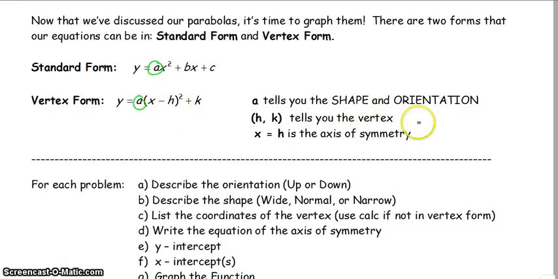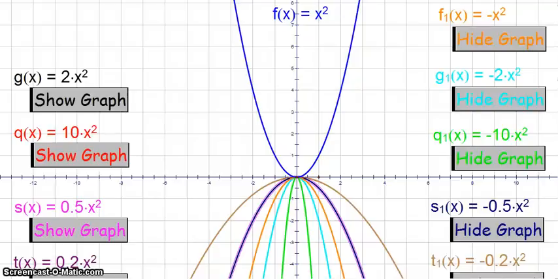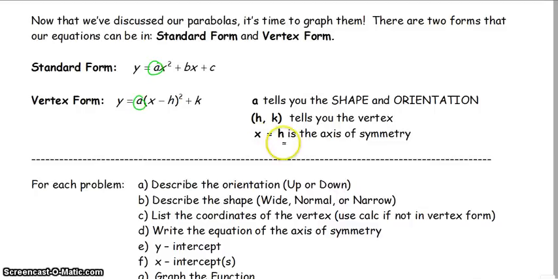The a is still going to be the same. It's going to tell you the shape and the orientation. Your vertex is at (h, k), and remember, anytime you have grouping symbols, the vertex x coordinate is going to be the opposite of what you see. And then we have the axis of symmetry. Remember, that's going to be the line cutting the parabola in half. And we see that since we have a parabola going up and down, that line cutting in half is going to be a vertical line, and that's why we have x equals h.